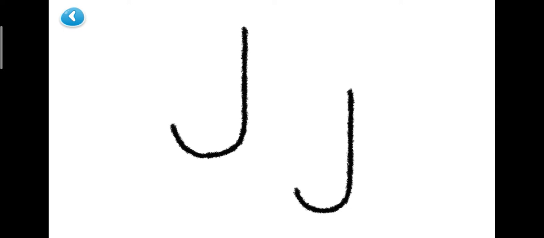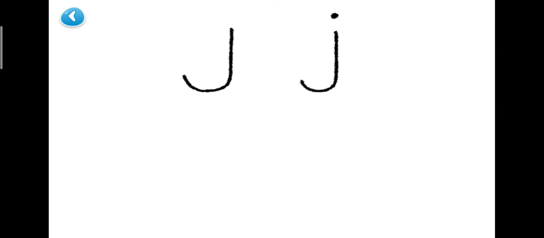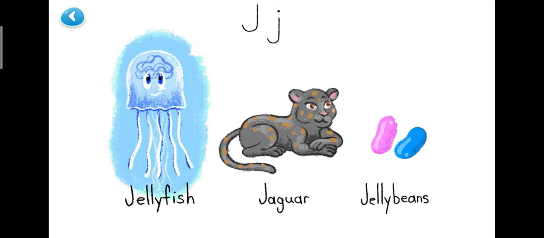Some words that start with J are jellyfish, jaguar, jelly beans. Okay, here's our story. Once upon a time, there lived a jellyfish named Jenny. She loved jelly beans and had a jar full of them.